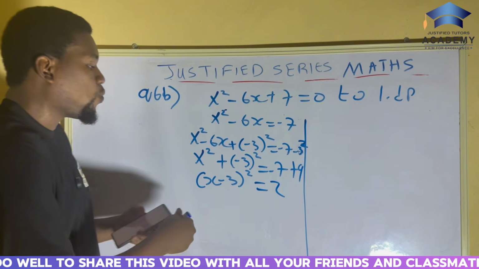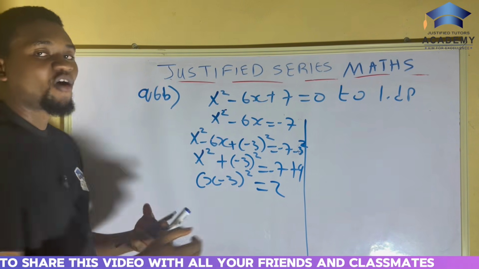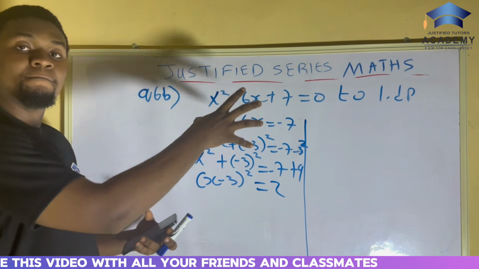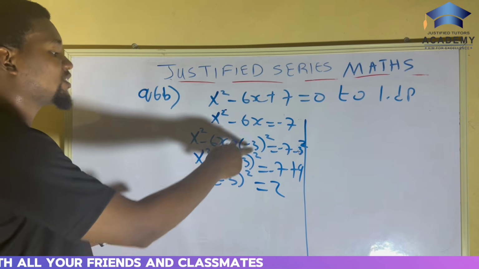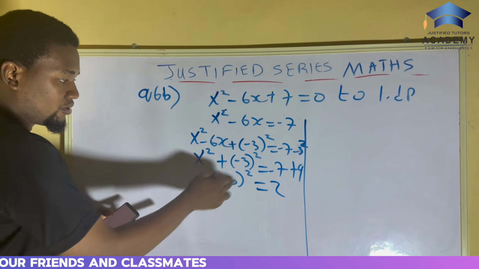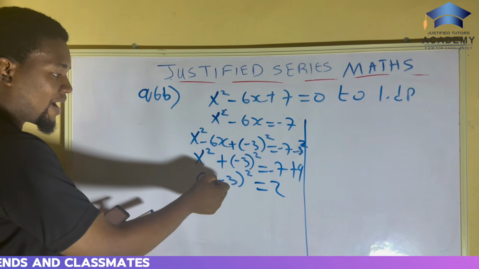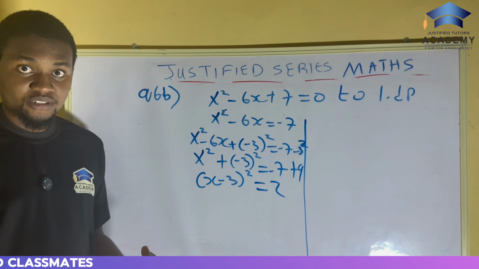Let me come again. When you have 2 squares here, according to indices, you can always bring them into a bracket. Because x squared plus minus 3 square is simply as saying x squared, bring it out, minus 3 square. True or false? It's true.